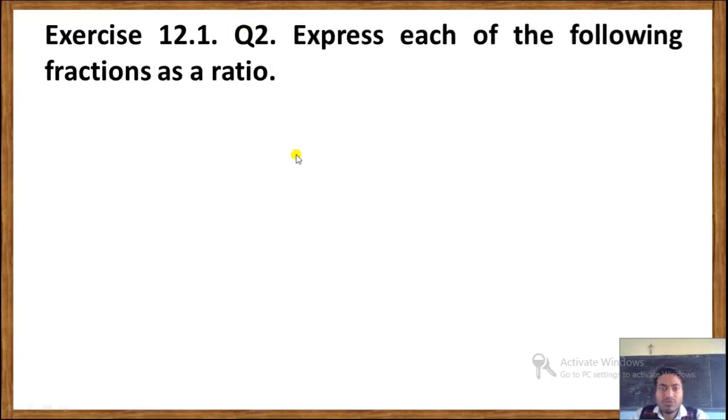Now this is question number 2. Express each of the following fraction as ratio. Now here we have the fraction.